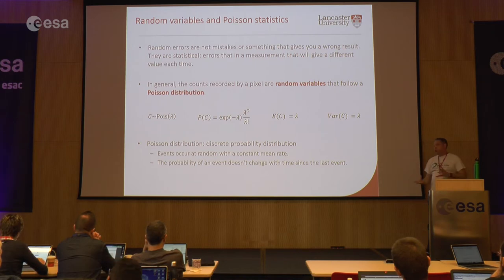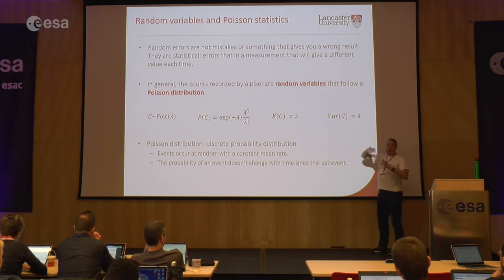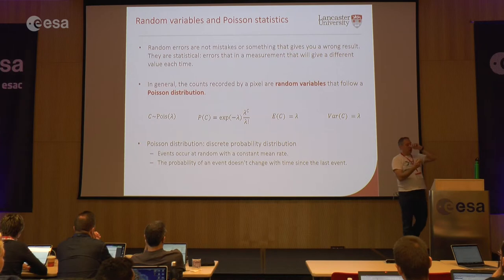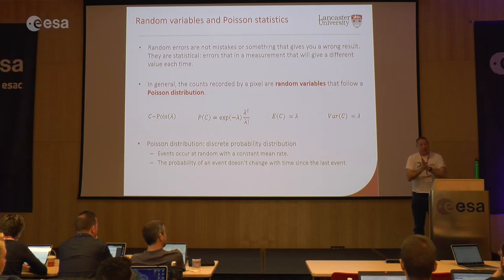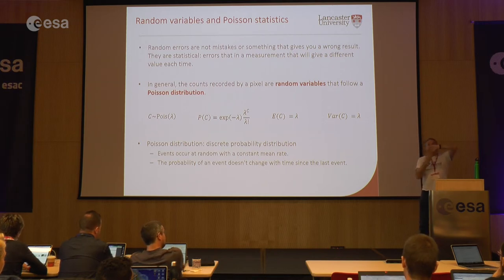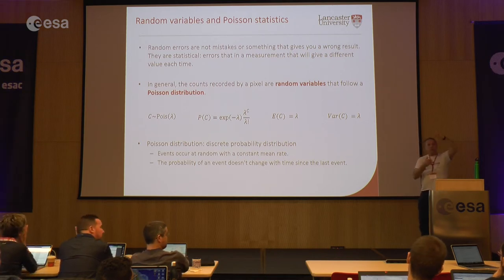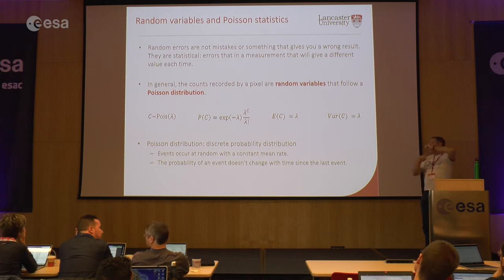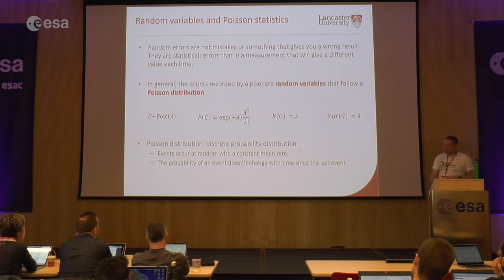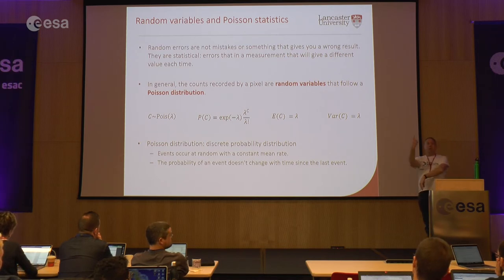So if we were to think about relative error, we take the uncertainty, the random error, and divide that by the actual value that was measured. You can see that if I take the square root of lambda and divide it by lambda, I get something that goes down as the count rate goes up. So we have something that is lambda to the minus half.